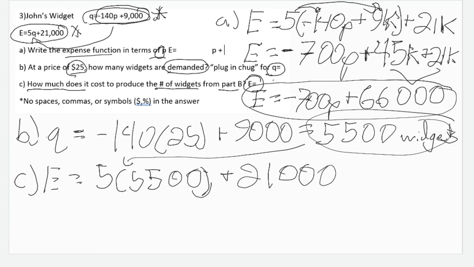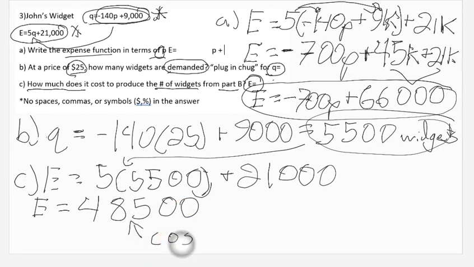Make sure you count the zeros. So the expense, so the cost to produce 5,500 widgets would be $48,500. Okay, so this would be the cost. So this is the cost to produce.